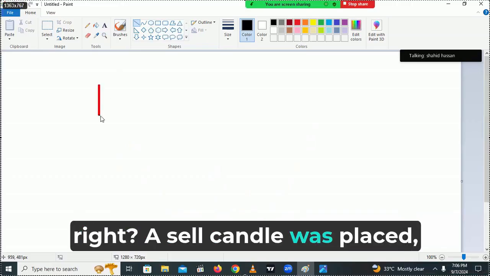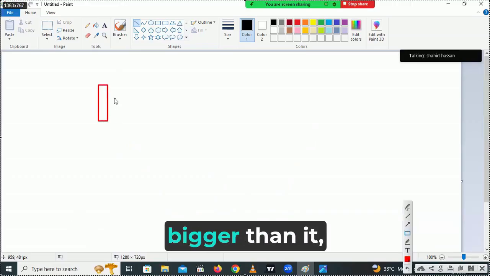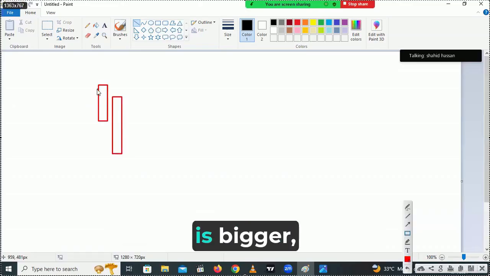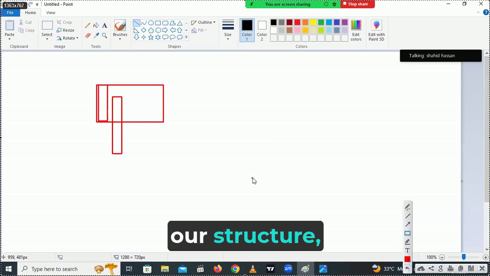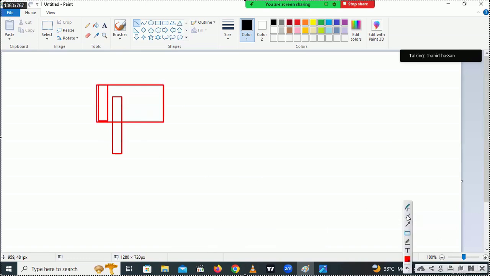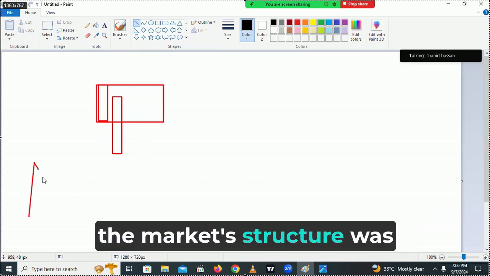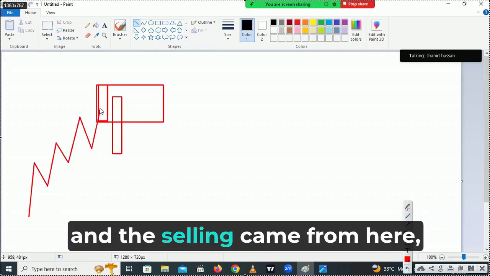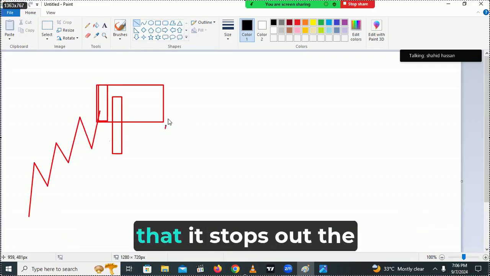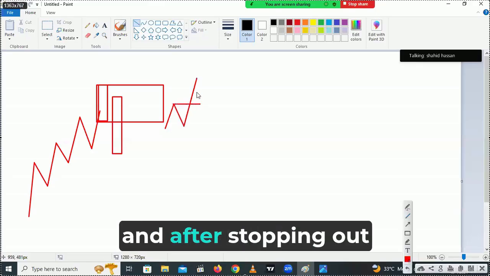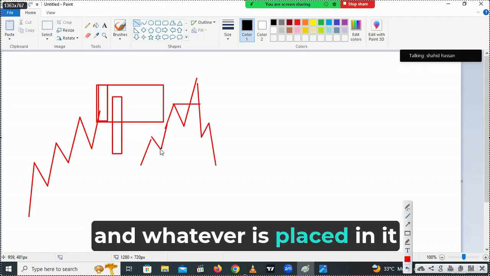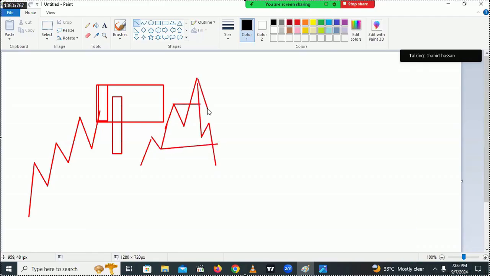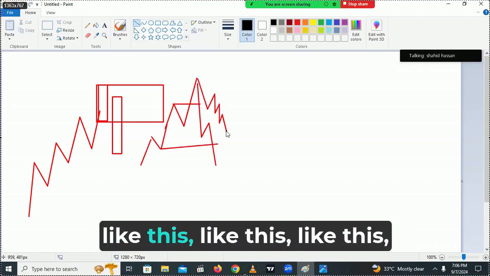A sell candle was placed and the next candle was bigger than it, meaning this sell candle is bigger. So we'll mark this candle, right? And we'll start verifying our structure, that the market's structure was going up from below and the selling came from here. So we need to see the selling, that it stops out the previous high here, and after stopping out the previous high, break the first and second structure and whatever is placed in it.